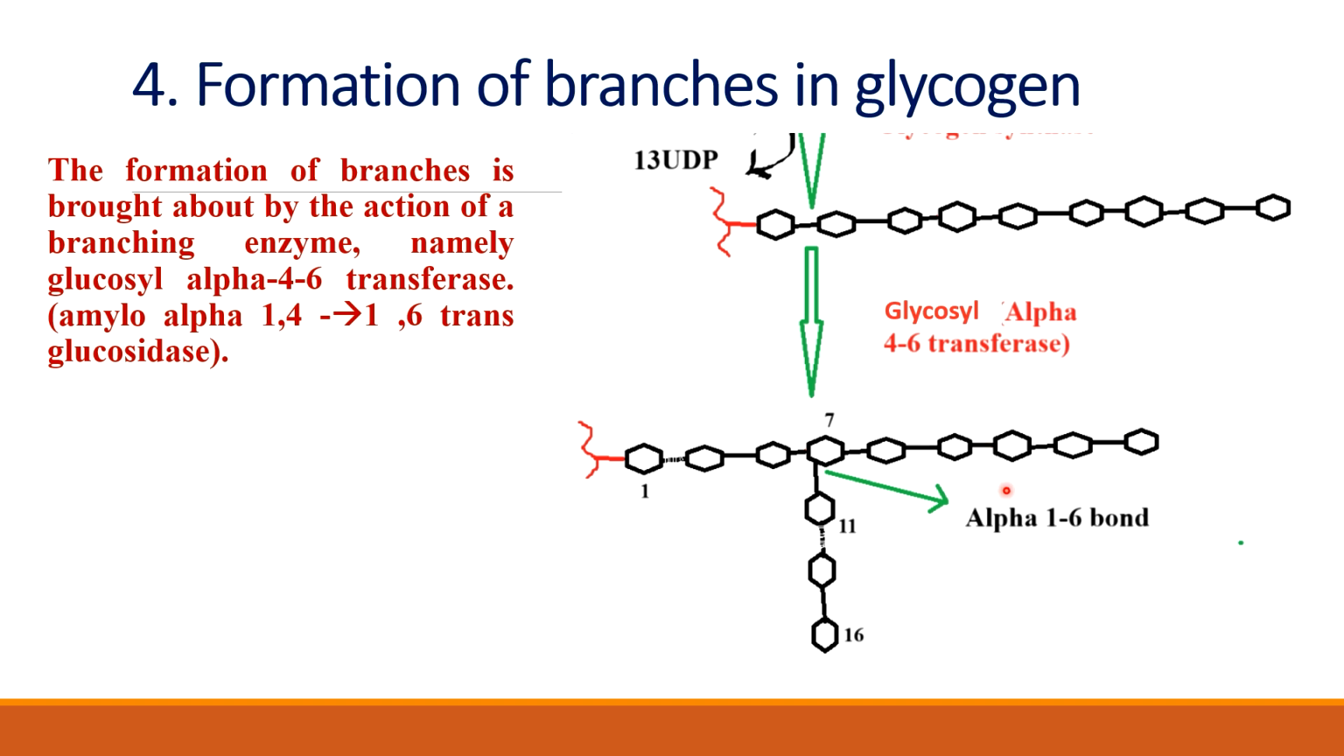Glycogen is further elongated and branched by the enzyme glycogen synthase. Glycogen synthase will be adding new moieties over here, and again the other enzyme, glycosyl 4,6 transferase, will be involved in the branching process. This is how the glycogen molecule is synthesized and polymerized step by step.